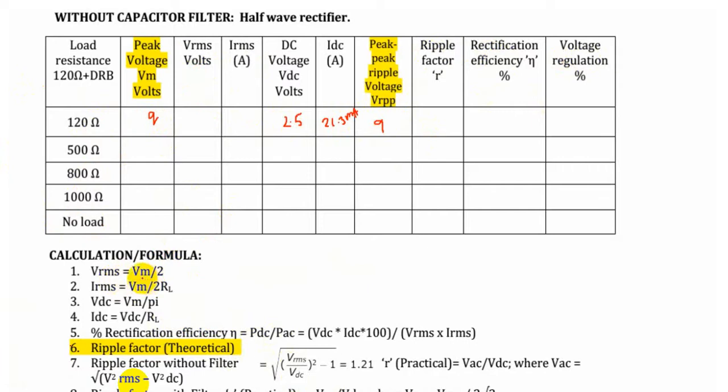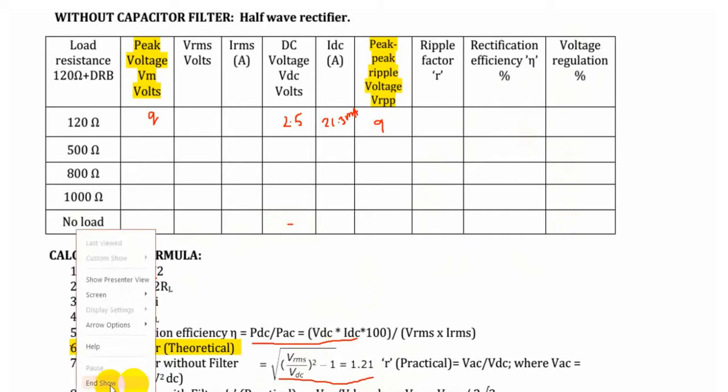See, Vrms can be calculated by Vm by 2, Irms can be calculated by Vm by 2RL, internal efficiency by PDC by PAC. Then ripple factor, root of (Vrms by VDC) whole squared minus 1. Regulation: after finding the no load voltage, we can find the voltage regulation. It is nothing but no load minus particular load voltage, divided by particular load voltage.